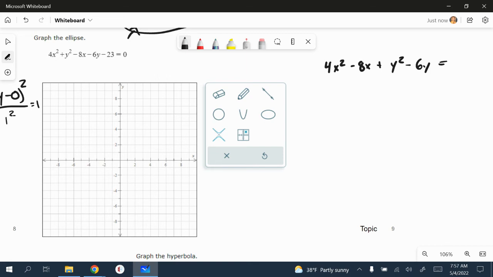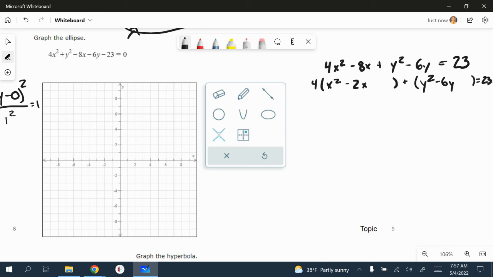And then I'm going to move that negative 23 over to the other side, so it'll be a positive 23 if I move it over. Now I can pull something out of the x's, so I'll pull out a 4. That'll leave me with x squared minus 2x. I'm going to leave myself some room because I'm completing the square. And then plus, I can't take anything out of this y squared, so I'll just leave it as y squared minus 6y, leave some space, equals 23.